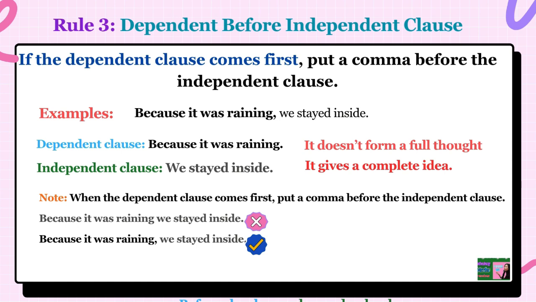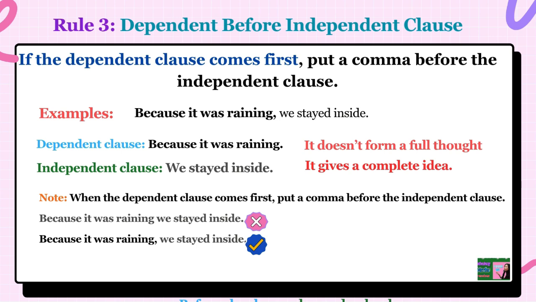"Because it was raining" is a dependent clause. It's an incomplete thought and cannot stand alone. "We stayed inside" is an independent clause. It expresses a complete idea. The comma separates these two parts and makes the sentence clearer and easier to read.